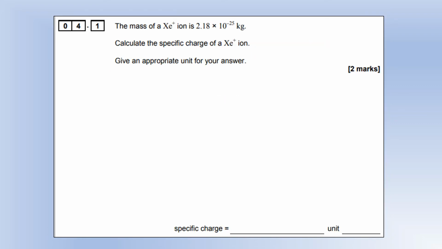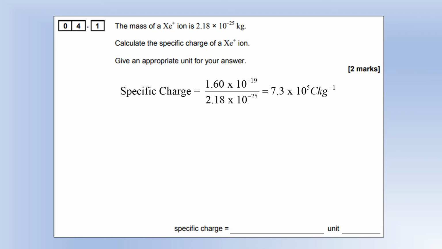The mass of a xenon plus ion is 2.18 times 10 to the minus 25 kilograms. Calculate the specific charge of a xenon plus ion. Specific charge, the word specific means per unit mass. So specific charge is going to be the charge divided by the mass, giving us 7.3 times 10 to the 5 coulombs per kilogram.